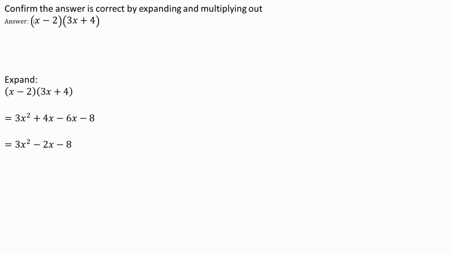And let's check. So x minus 2 times parentheses 3x plus 4. So we get x times 3x is 3x squared, x times 4 is 4x, -2 times 3x is -6x, and -2 times 4 is -8. So 4x minus 6x is -2x, and so it's a match. And that's pretty much it for this video.